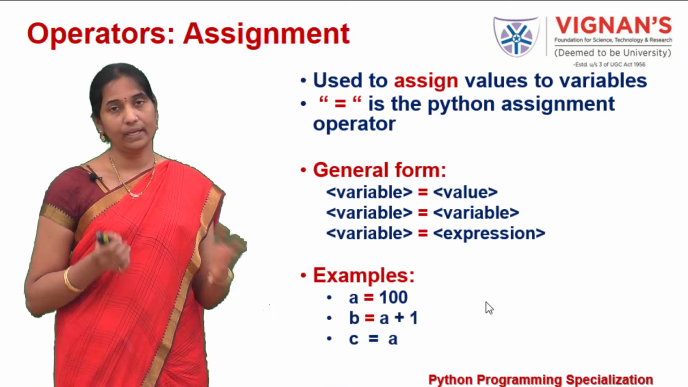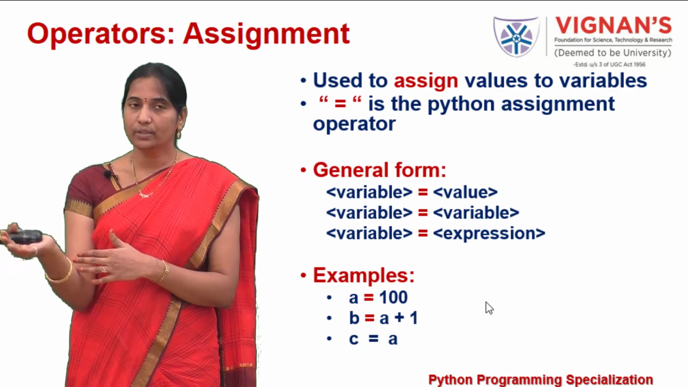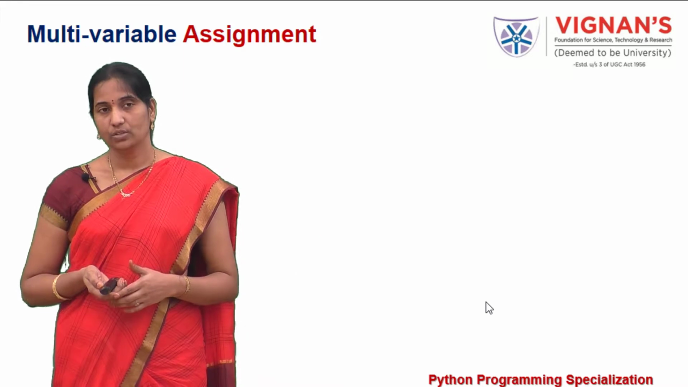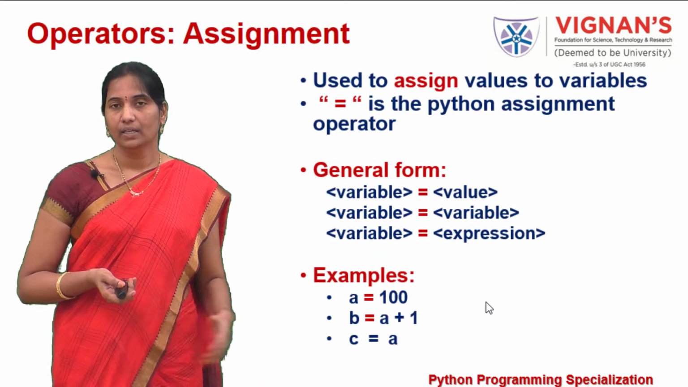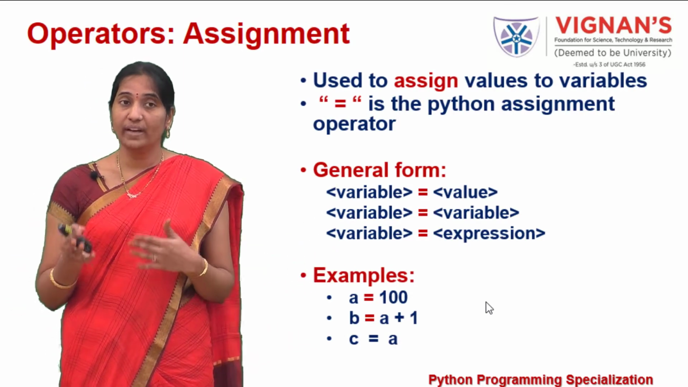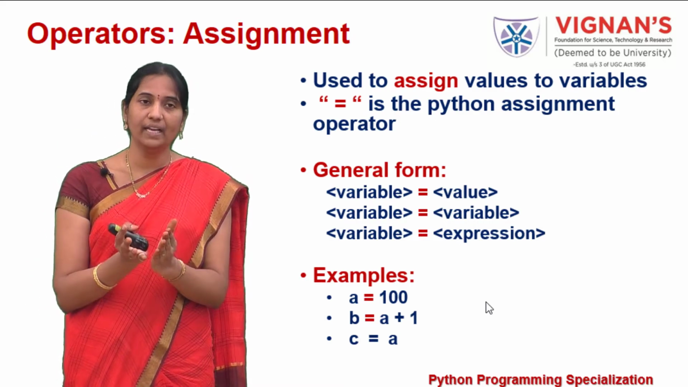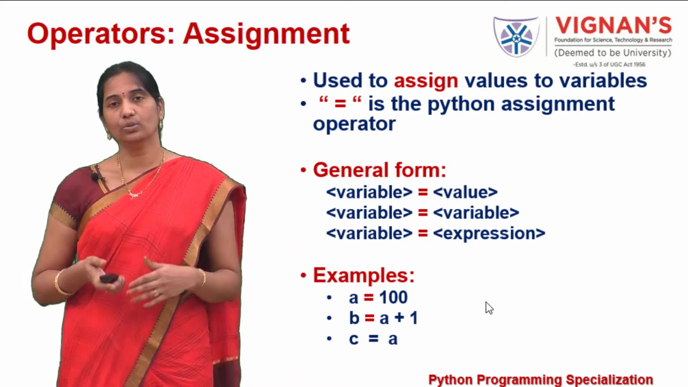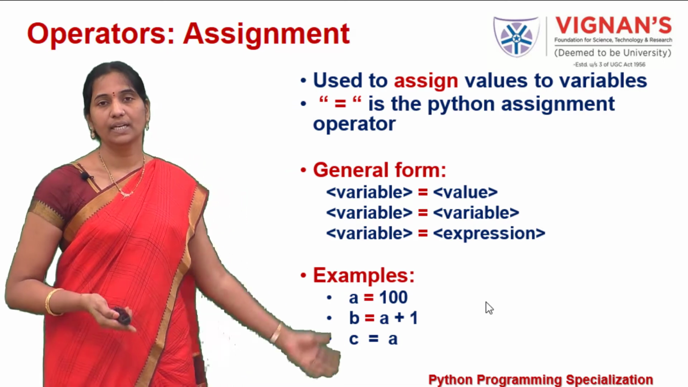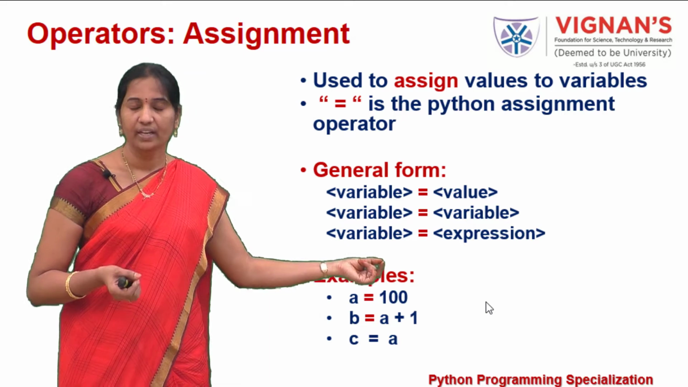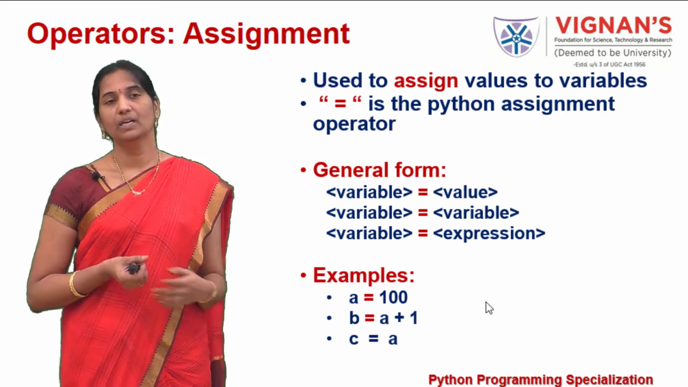For example, a equal to 100. In this case I am assigning the value 100 to the variable a. In the second case I am assigning an expression: a plus 1 is an expression, an operation, and that expression is evaluated first and then assigned to the variable b. In the third case, c equal to a. Whatever value is available in a is assigned to the variable c.